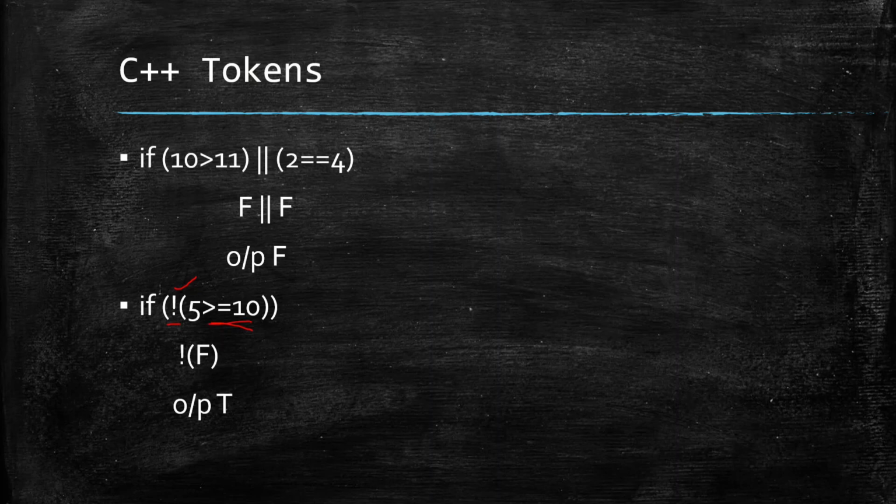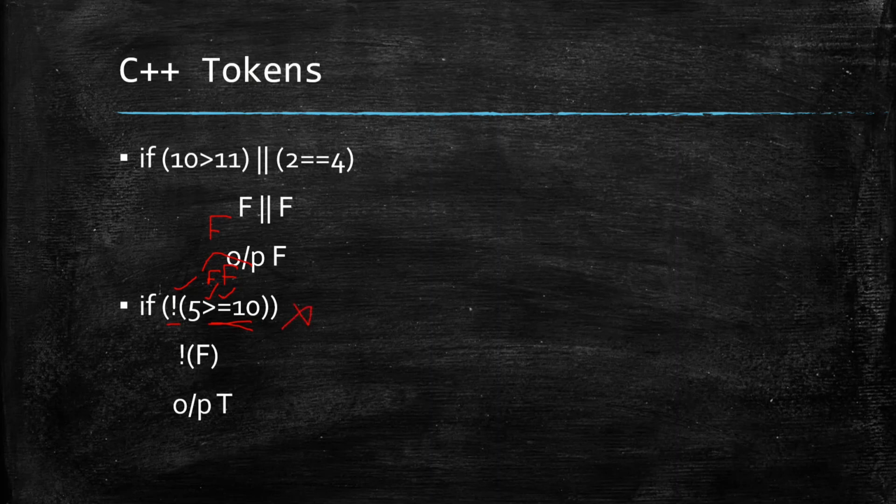So this is logical NOT and this is my single expression. Is 5 greater than or equal to 10? First it checks the greater than sign and then it checks whether both are equal. So is 5 greater than 10? No, the condition is false, right? Is 5 equal to 10? No, the condition is false here. So the total output is what here? False, right? So this statement is false.